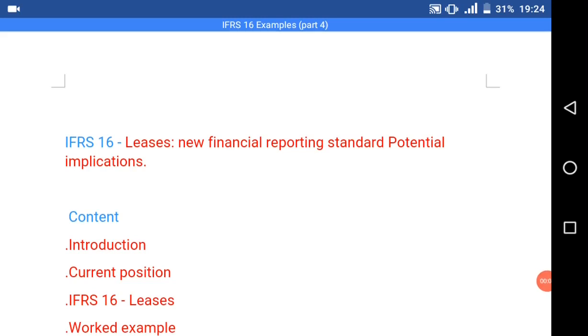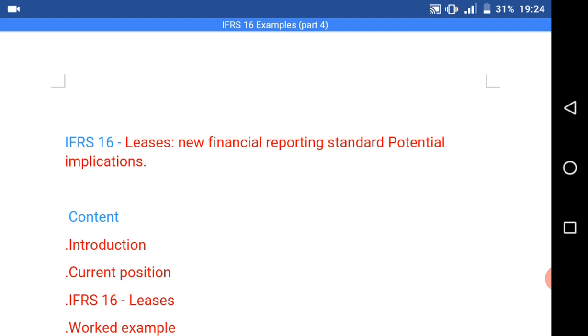We'll be looking at the continuation of lease in today's lesson, and we'll do a quick recap on previous lessons we've done. And currently we're in part 4 of lease treatment.